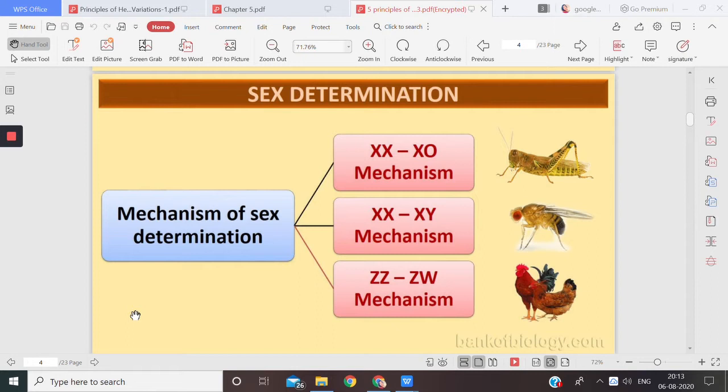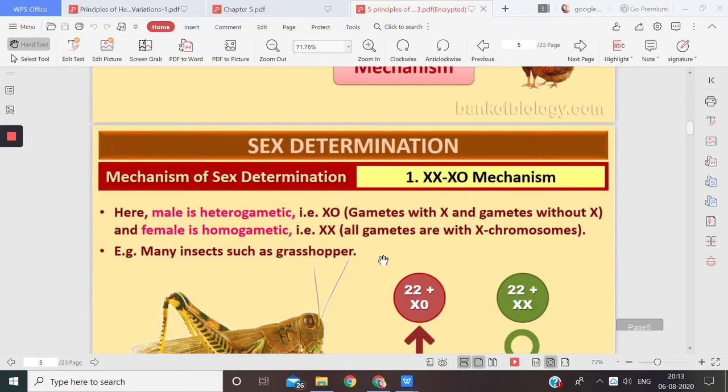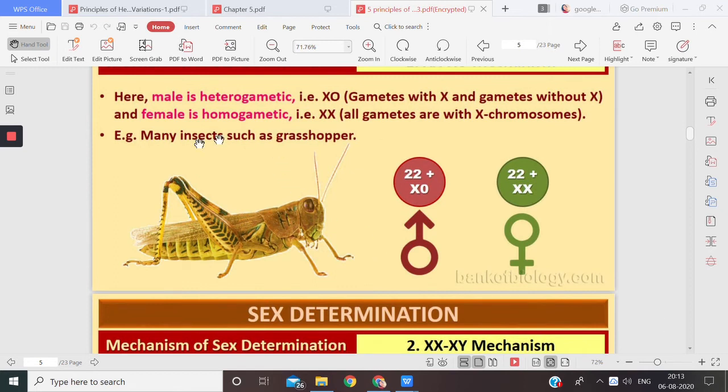In the previous video of sex determination, I explained the basic concepts of male heterogamety and female heterogamety. Now we will take some examples of these. The mechanisms of sex determination are the XX and XO mechanism, the XX and XY mechanism, and the ZZ and ZW mechanism, which I had discussed in very short form.